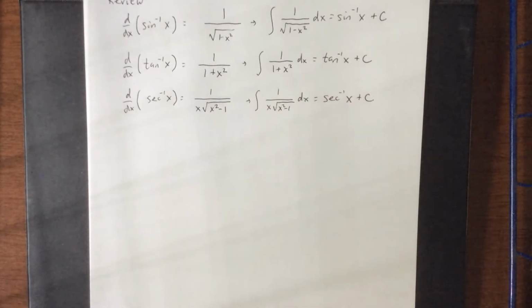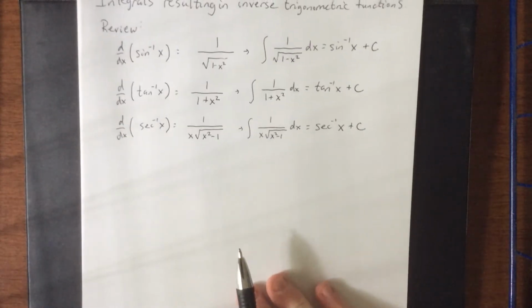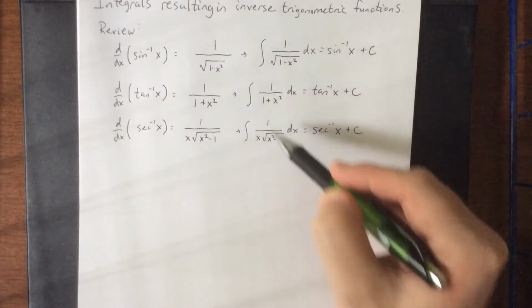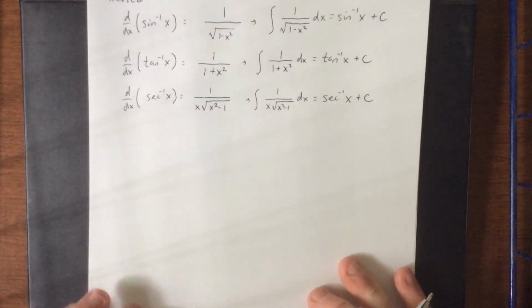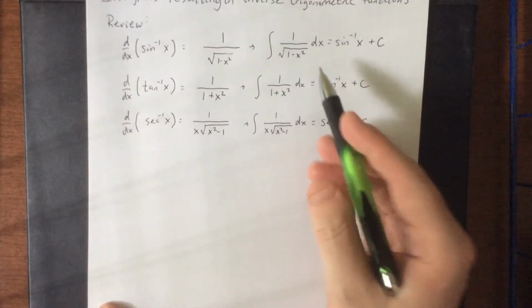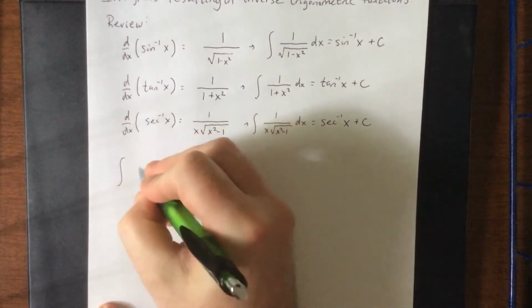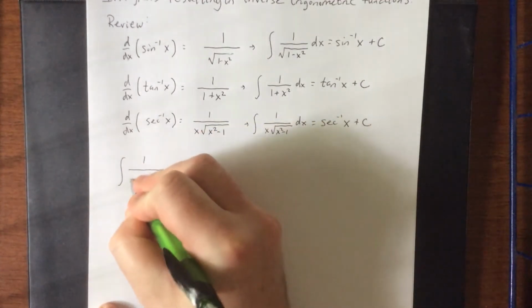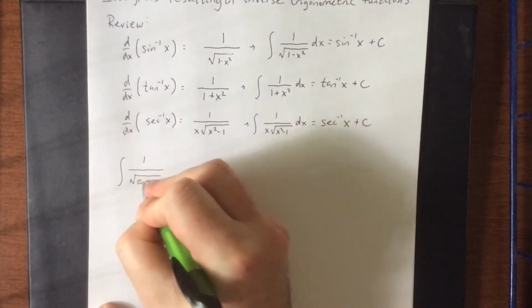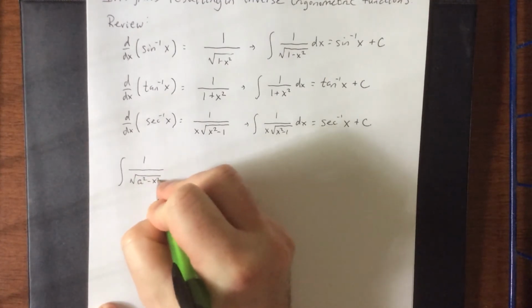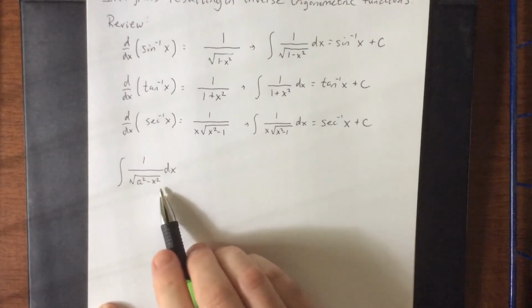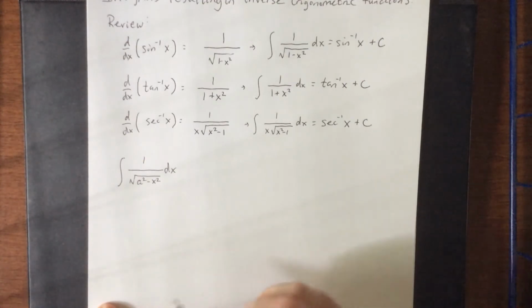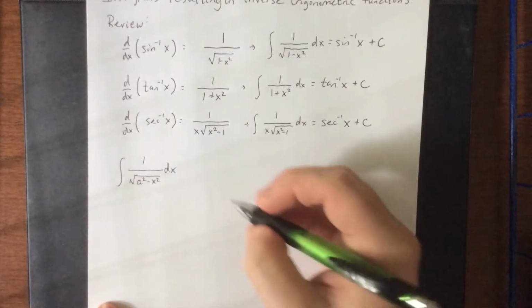Now, we're not always going to have the good fortune that each of these denominators has exactly a 1 in it. Sometimes it'll be some other number. So how would we deal with something like, going from the first case, what if we had 1 over the square root of a squared minus x squared dx? So maybe something like 4 minus x squared or 9 minus x squared. Well, this can actually be done using a substitution.